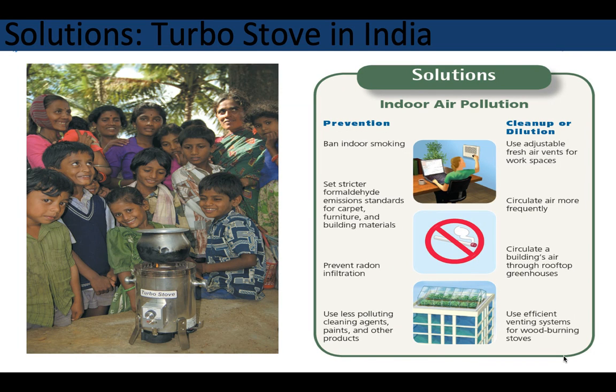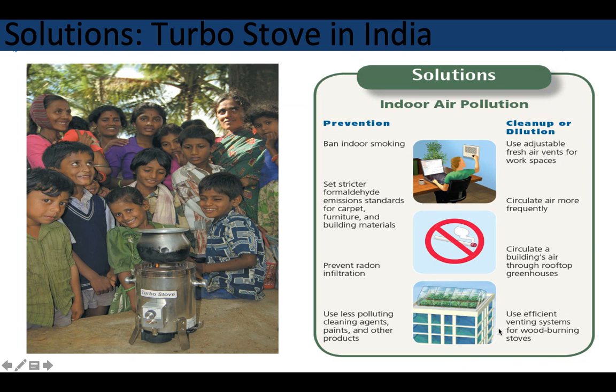Some of the solutions, or a small solution really, to some of these issues are things like banning indoor smoking and stricter formaldehyde emission standards for carpet, furniture, and building materials. So many carpets and composite woods release formaldehyde in the air. Crazy. Prevent radon infiltration and use less polluting cleaning agents, paints, and other products.